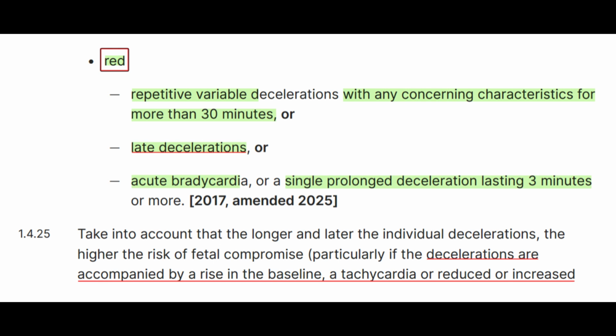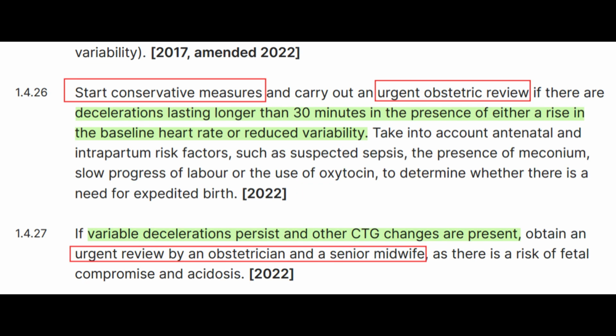Take into account that the longer and later the individual decelerations, the higher the risk of fetal compromise, particularly if the decelerations are accompanied by a rise in the baseline, a tachycardia, or reduced or increased variability. Start conservative measures and carry out an urgent obstetric review if there are decelerations lasting longer than 30 minutes in the presence of either a rise in the baseline heart rate or reduced variability. Take into account antenatal and intrapartum risk factors, such as suspected sepsis, the presence of meconium, slow progress of labor, or the use of oxytocin, to determine whether there is a need for expedited birth.